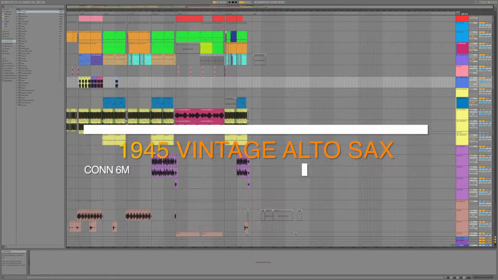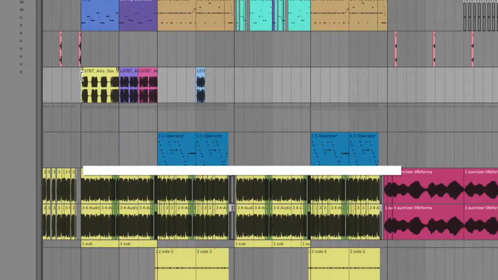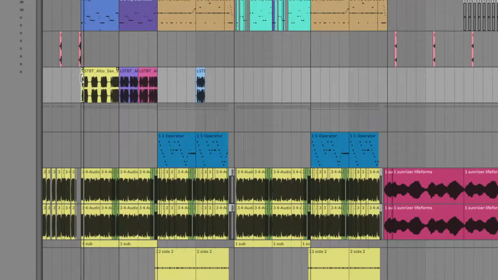Here are now some examples of the alto saxophone. If we solo that, it's very high in the alto register. Obviously, much higher sounding saxophone, alto sax is higher than tenor. Let's give it a listen in context.